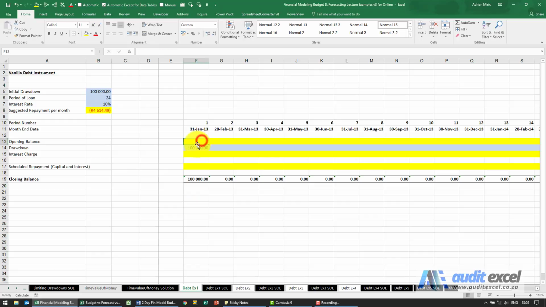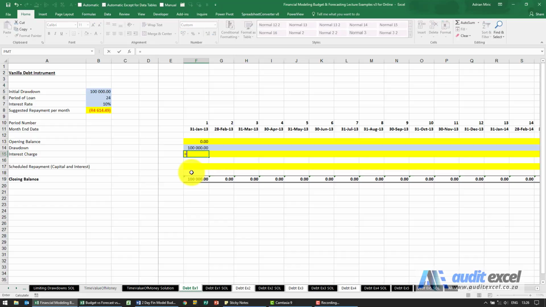In this cell here, we're going to create an opening balance. So what we need to do for now, we could do either equals to that cell, or I'm going to put a 0 there. We've drawn down 100,000. We need to work out what the interest charge is.